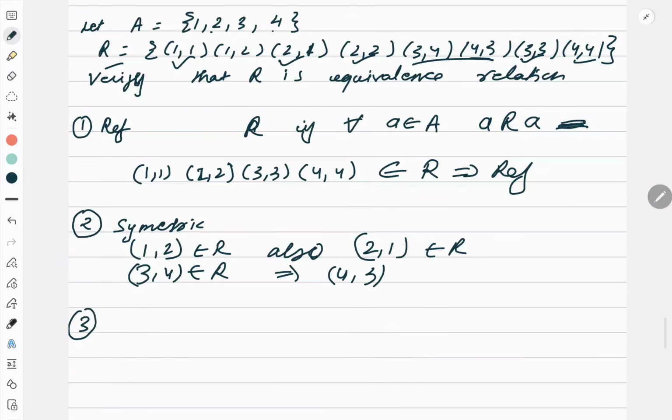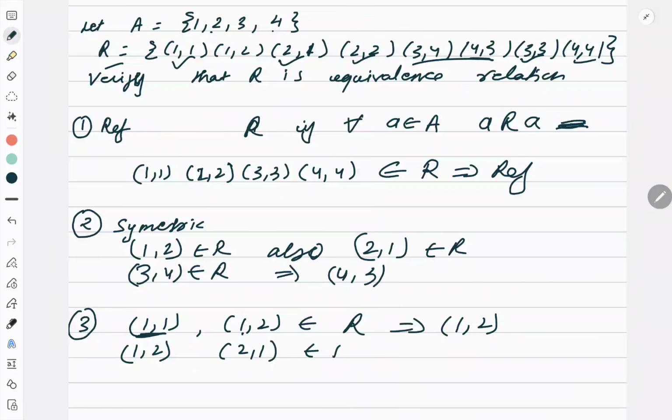Now, the third one is transitive. So, transitive, how will I start? (1,1) is there. (1,2) is also there. Implies (1,2) is there. Yes, it is there. Whenever you take this type of element, you will get the same thing. So take a different one. Now (1,2) and anything starting from 2. Yes, (2,1). So (1,1) should be there. So (1,1) belongs to R.